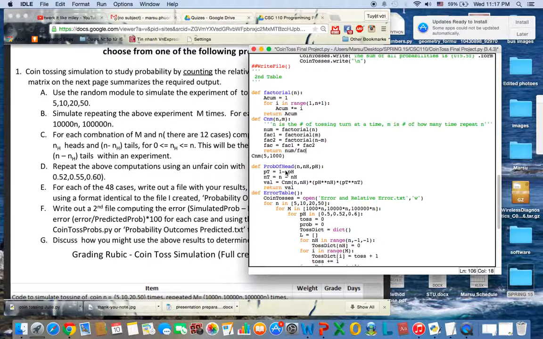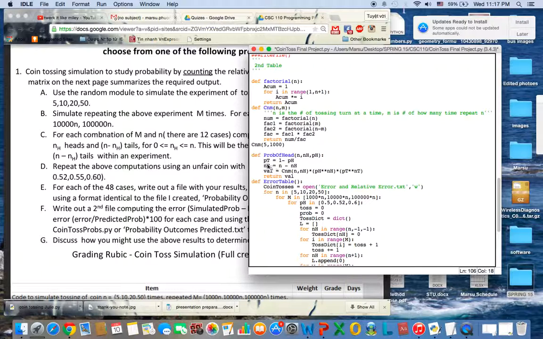And the probability of head. Again, P2 is the probability of tail, equal to 1 minus the probability of head. And then N2 is the number of tails, equal to N minus the number of heads. Because we return it here, we recall the function again.